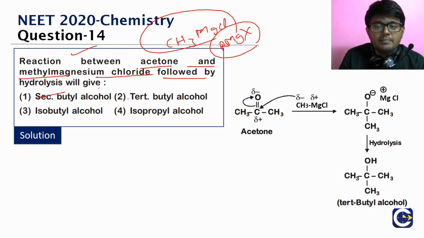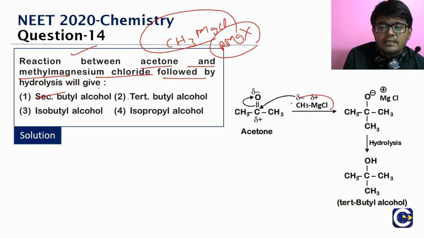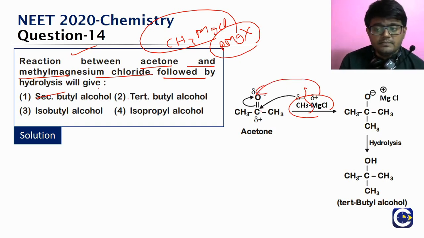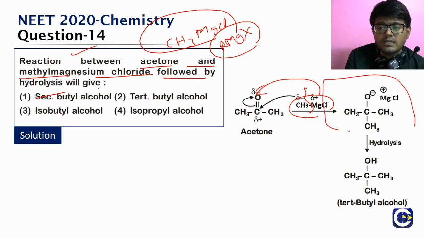So what is going to happen when we react Grignard reagent with acetone? There will be addition across the CO bond. The Grignard reagent will dissociate into CH3 minus and MgCl plus. CH3 minus will add onto the carbon, and MgCl plus will add onto the oxygen. So we will get the complex, with CH3 added to the carbon and MgCl added to the oxygen.